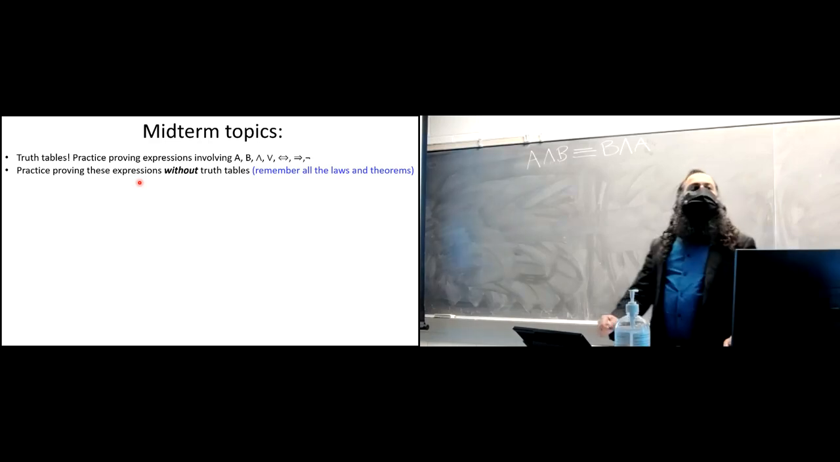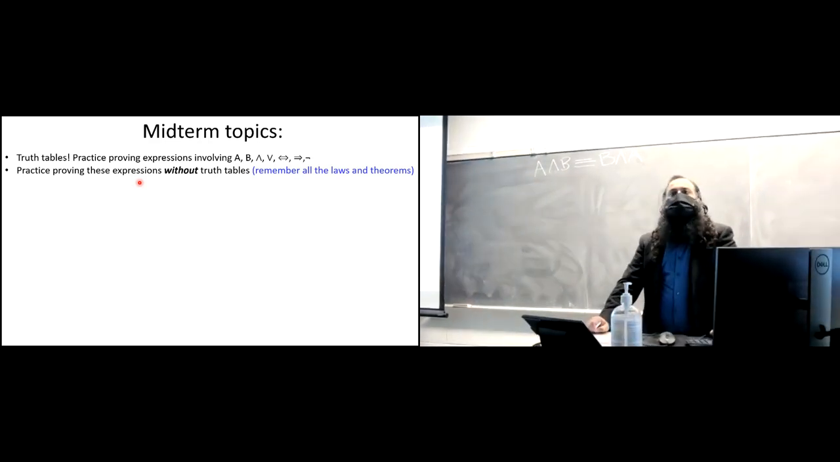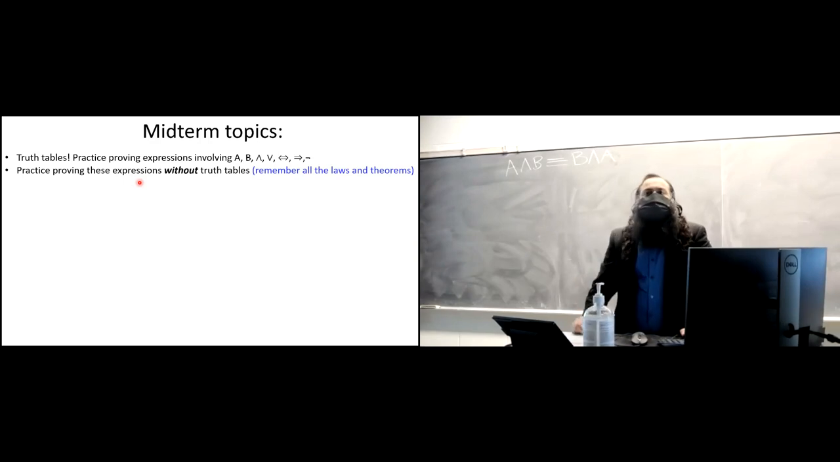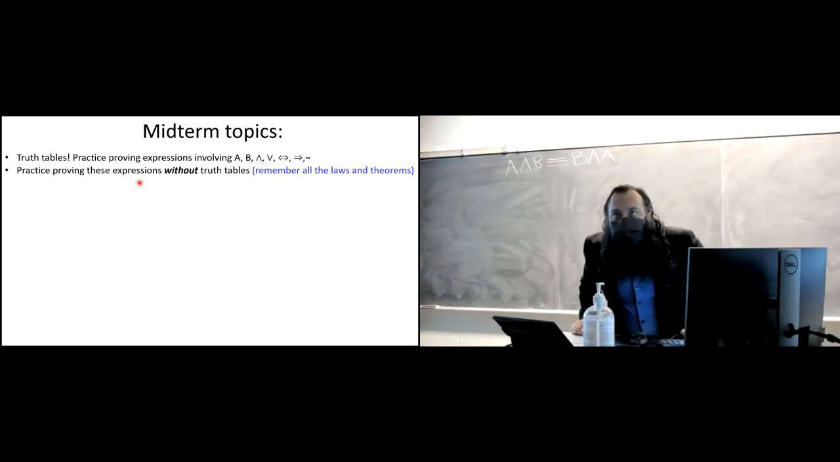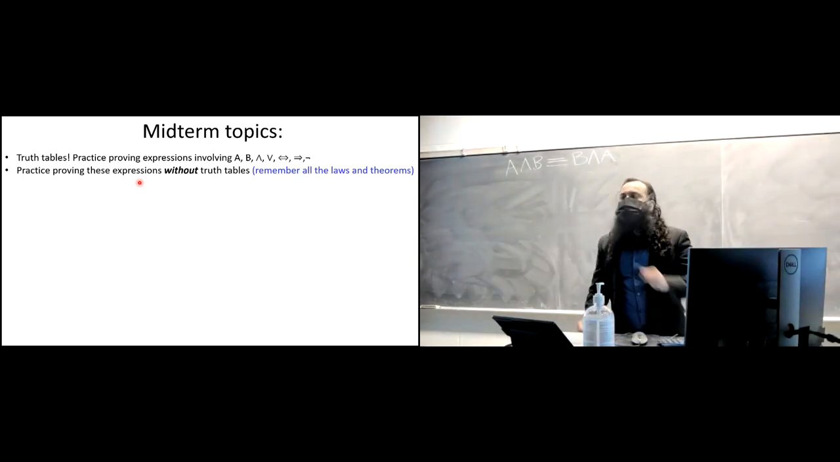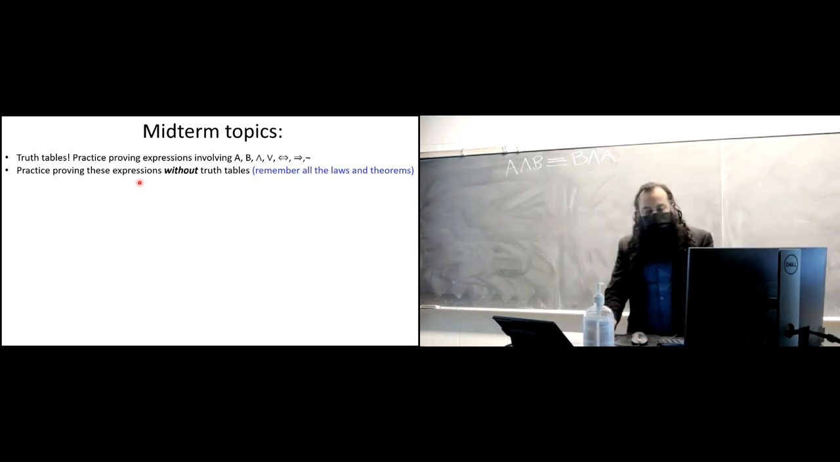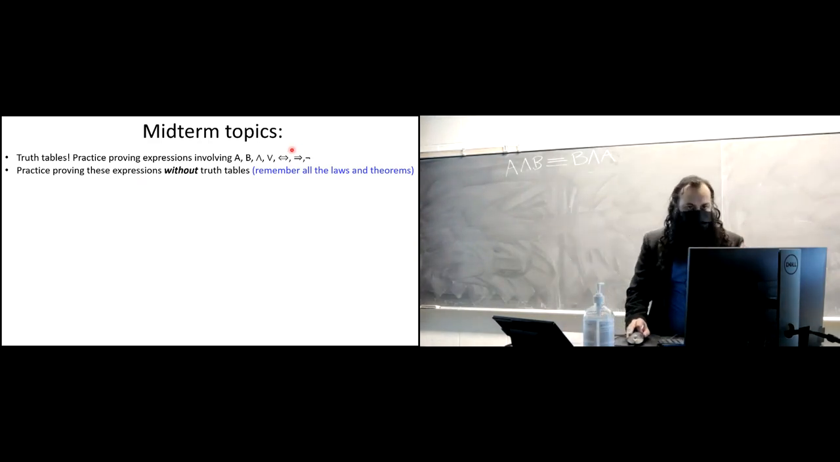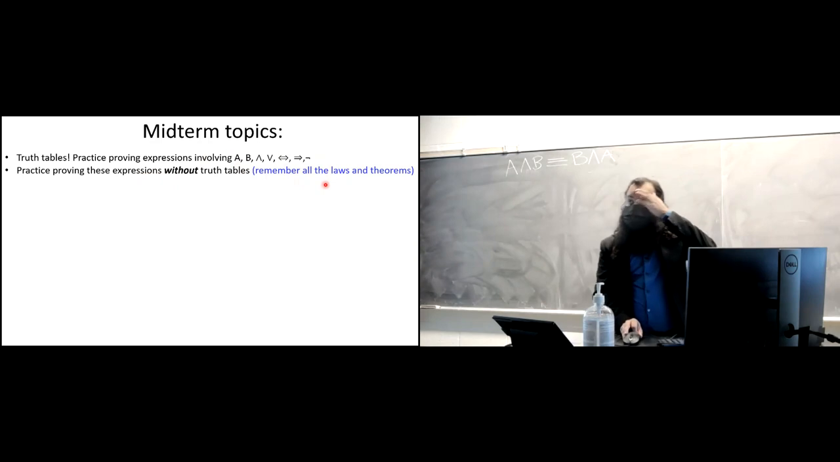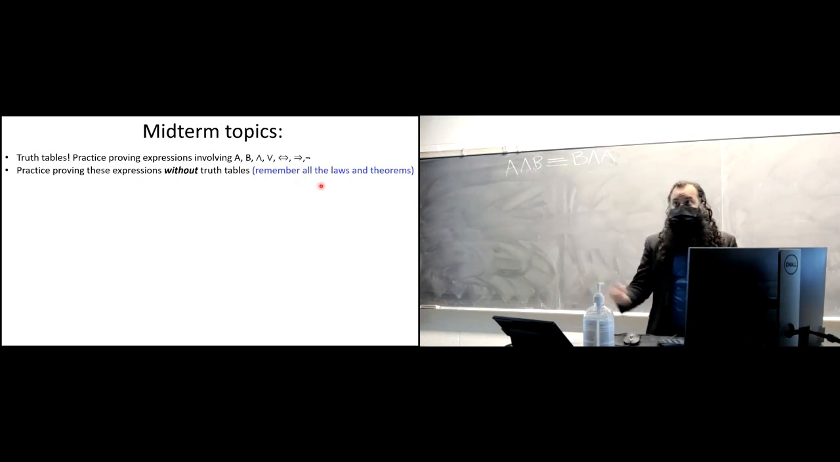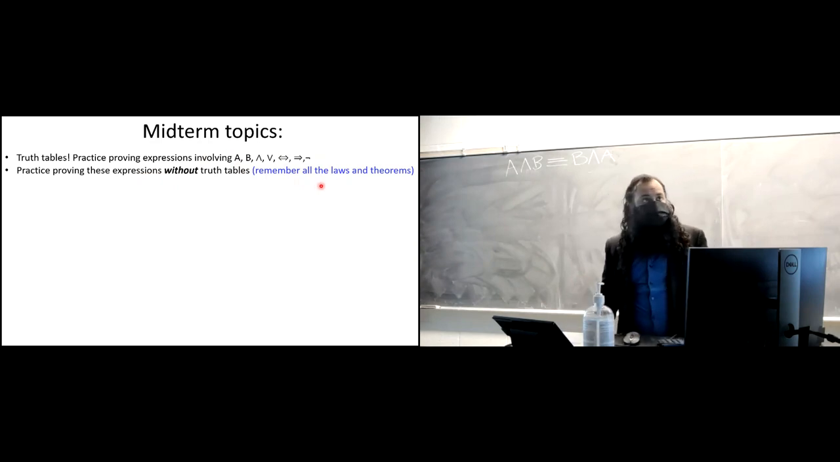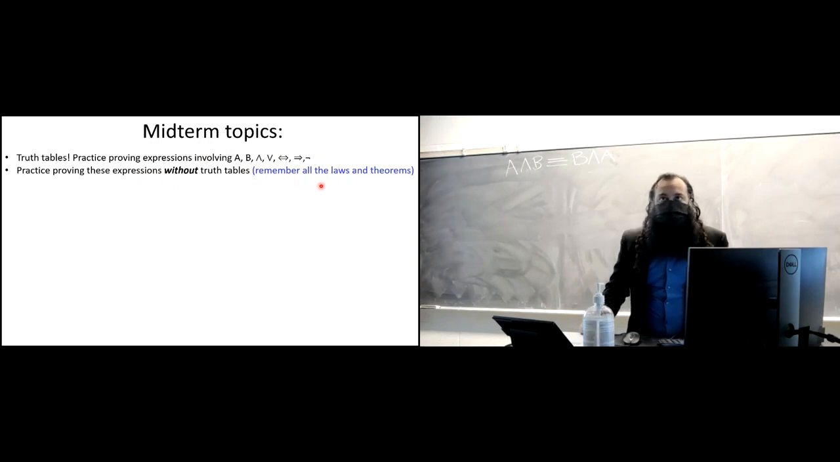Okay, associativity, someone else now. Johan? Associativity, what does it mean? So on the exam, you're going to have to prove expressions involving these symbols without using truth tables, meaning using laws and theorems. If you don't remember what associativity is, how are you going to do the midterm? This is question number two on the midterm.